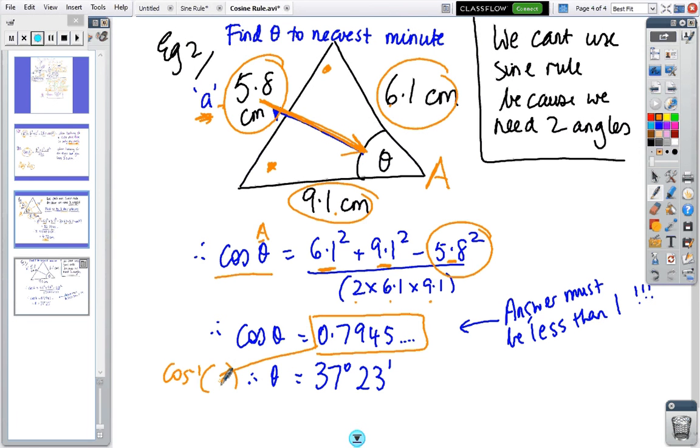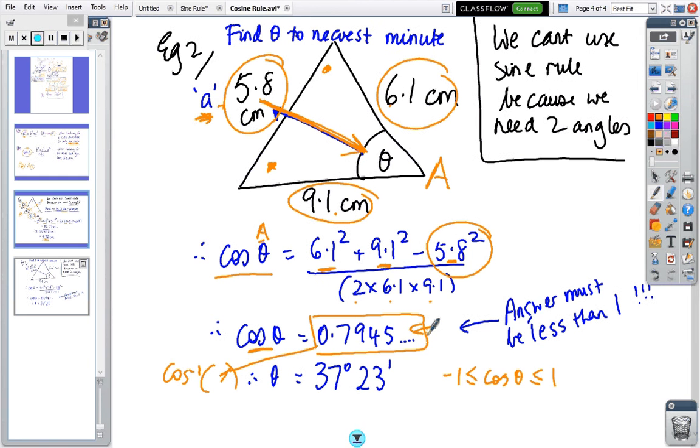Now don't forget, if you stuff it up, you've got to remember that cos has to be between 1 and minus 1. So if you get an answer here bigger than 1, you've made a mistake somewhere, because you know cos theta can't go bigger than 1 because of the unit circle. So if you make a mistake, find it, get your answer back to less than 1, and then you can go shift cos.